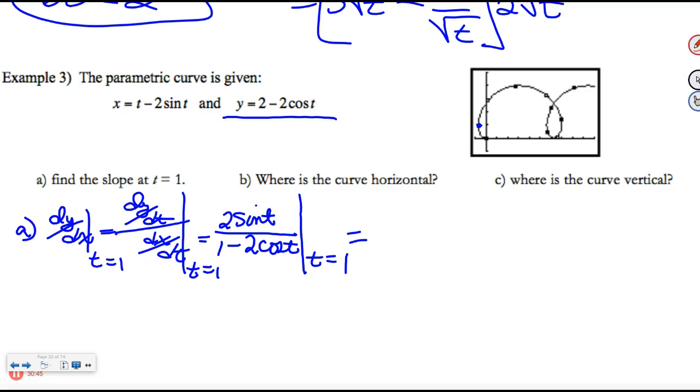What do we got? Negative 20.879. We are agreeing. Negative 20.879. It's almost going due north. It's super almost straight up and down. At t equals 1, it's almost going straight north. Do you agree with me?